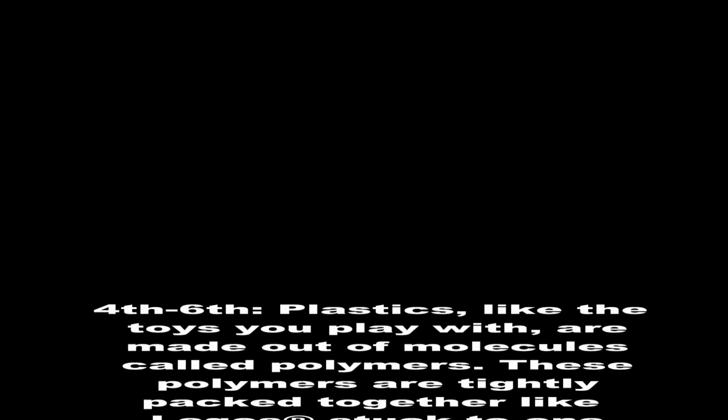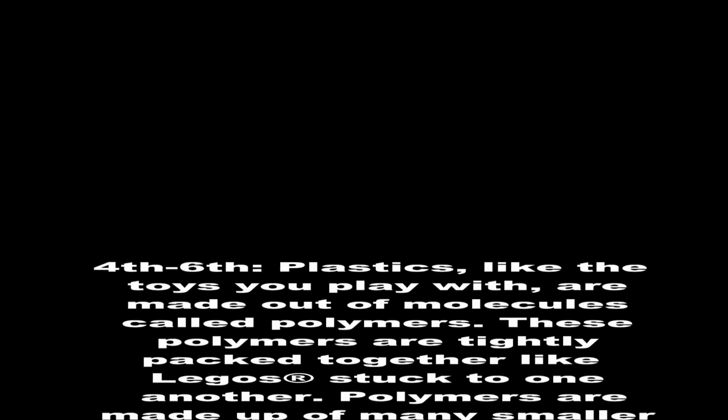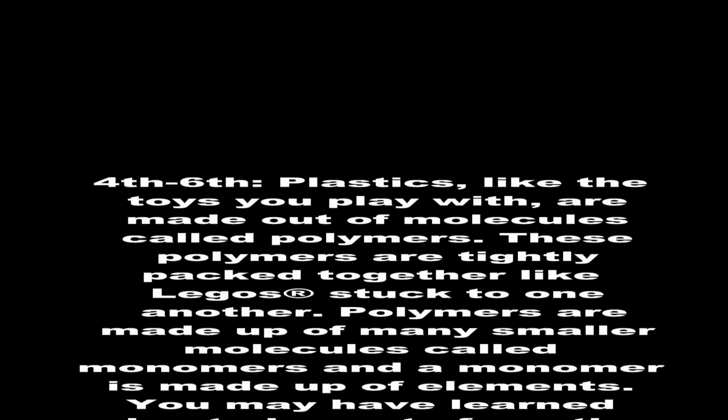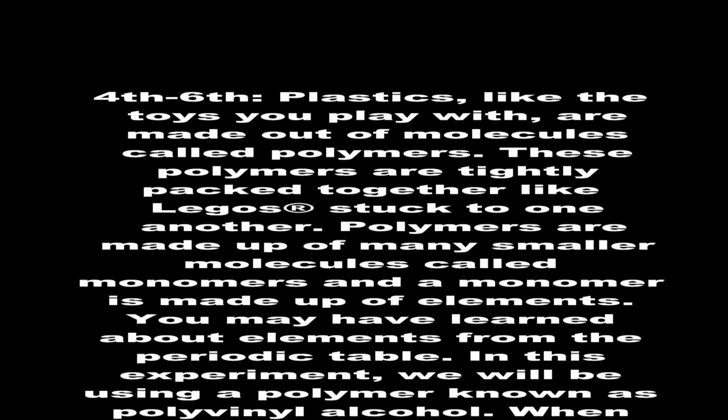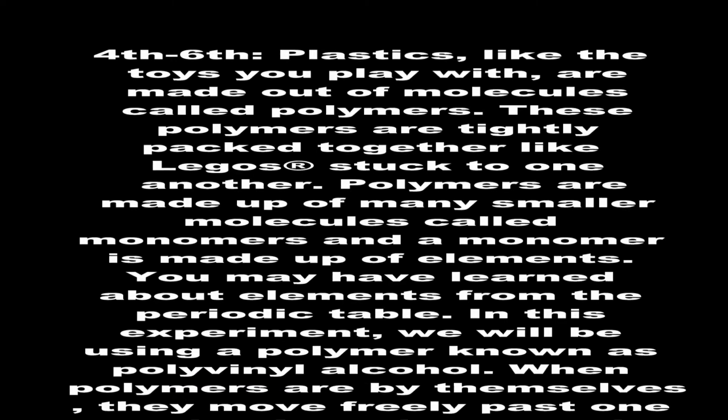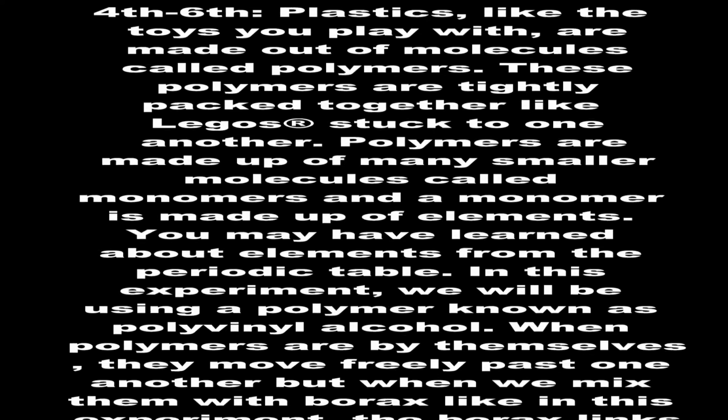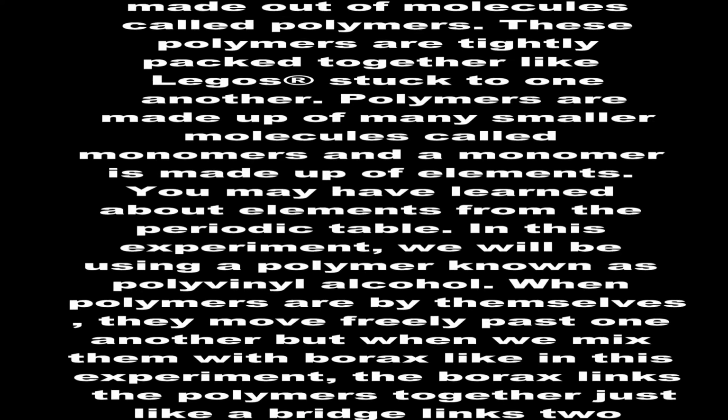For children in grades 4 through 6, the explanation can go as follows. Plastics, like the toys you play with, are made out of molecules called polymers. These polymers are tightly packed together like Legos stuck to one another. Polymers are made up of many smaller molecules called monomers, and a monomer is made up of elements. You may have learned about elements from the periodic table.